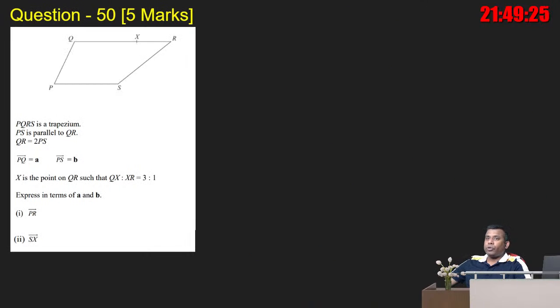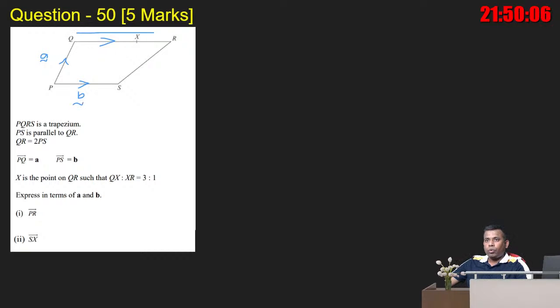We are moving on to question number 50, right? So let's read the question first. PQRS is a trapezium. Trapezium means you need to understand one pair of parallel lines, right? So write this one: PS is parallel to QR. QR is twice the PS, right? PQ is given as A and PS is B, right?